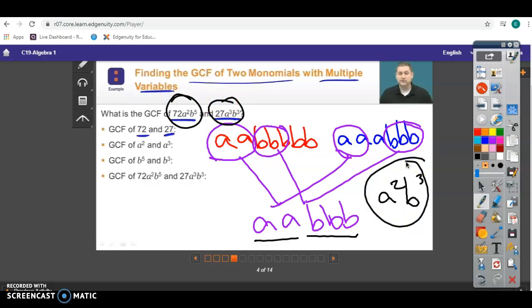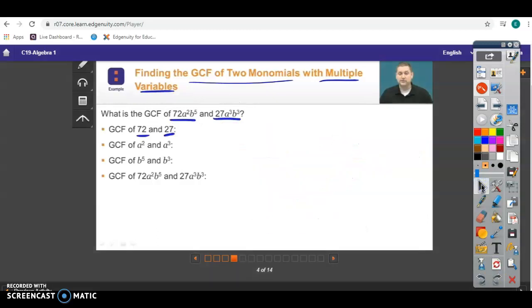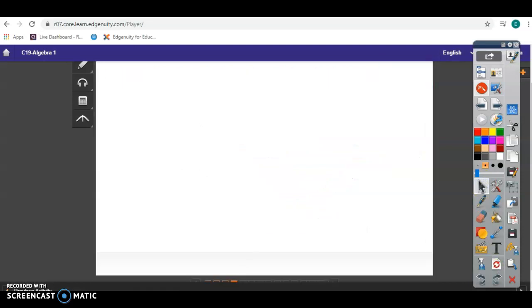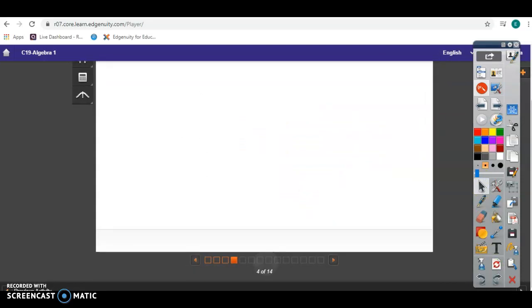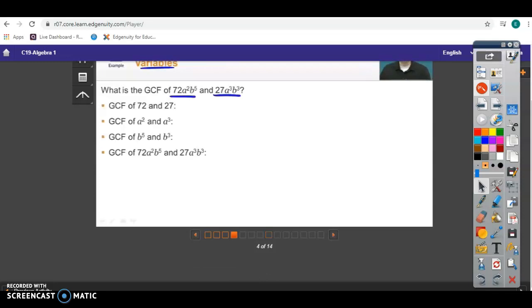And we also found out that it was a 9, right? The calculator told me it's a 9. So the greatest common factor of these two is 9a squared b cubed. Okay, so make sure you're writing those notes down. It's going to ask you to do some example problems pretty soon.